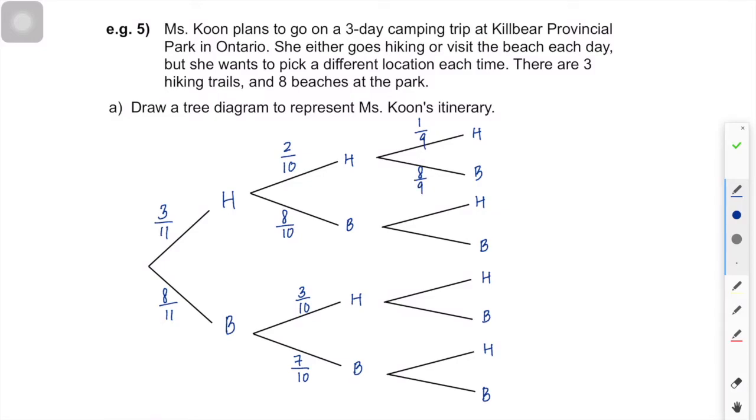Here I have 9, so 2 out of 9 hiking trails, and 7 out of 9 here. And then the next one, BH, so 2 out of 9, 7 out of 9. And then lastly, 8, 7, so 6 out of 9 versus 3 out of 9. Okay.